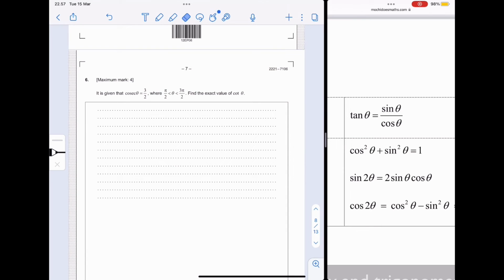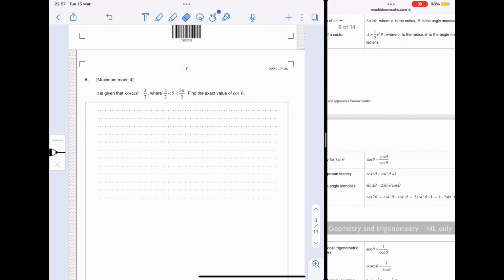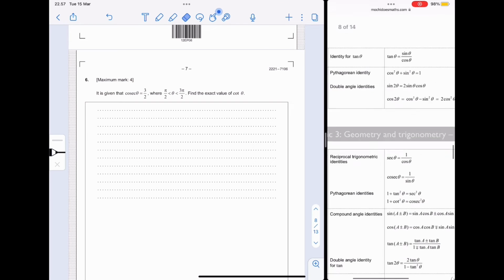Next number 6. It's not difficult, I guess. Yeah. For HL student, there you go.